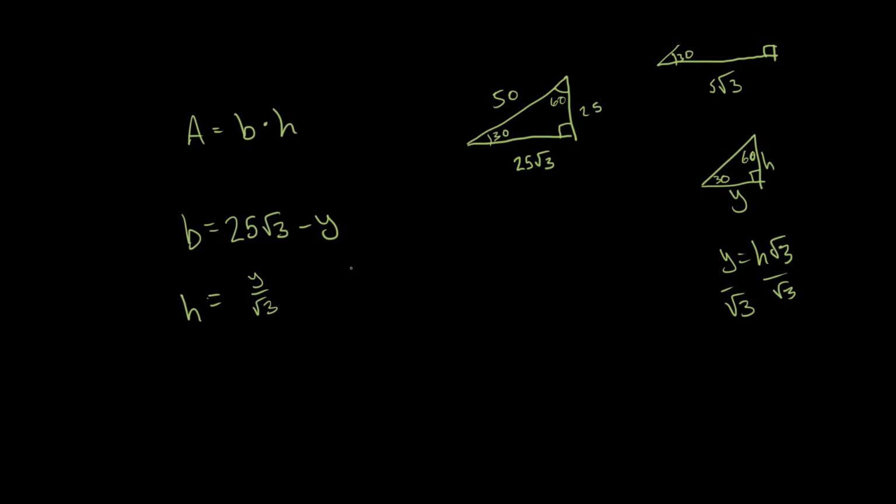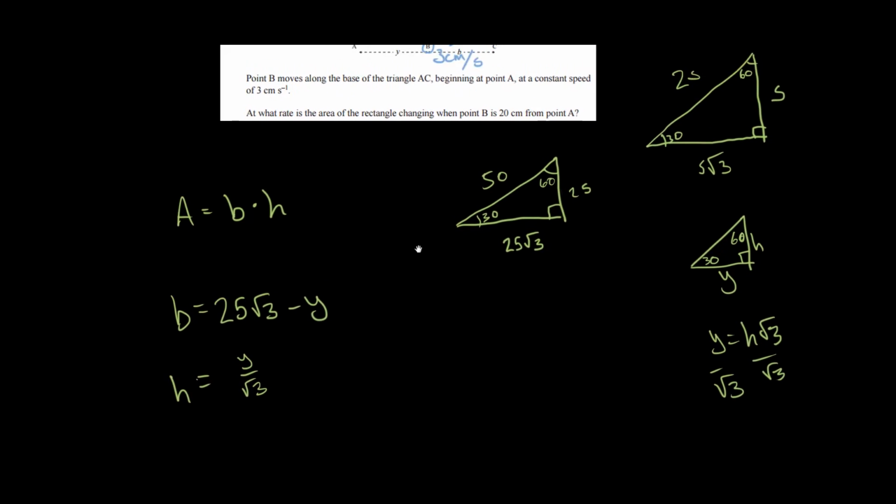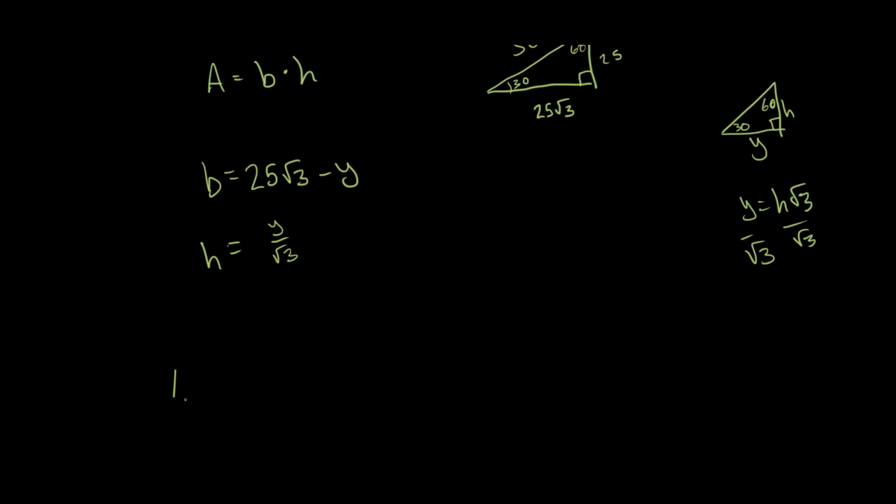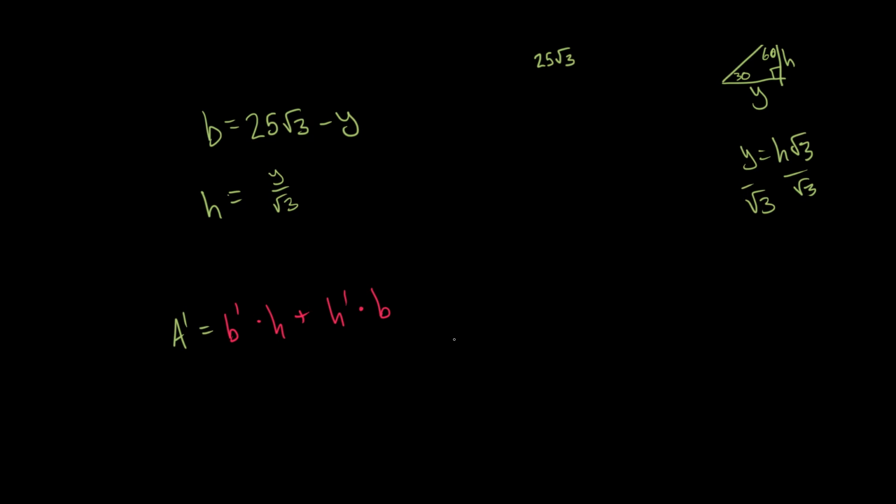Now this problem's asking at what rate is the area changing? In order to figure that out, we have to find the derivative of the formula for area. So what we're looking for is A prime. You see this is something times something, so we're going to have to use the product rule. The product rule tells us that A prime is going to equal B prime times H plus H prime times B. Not too bad.